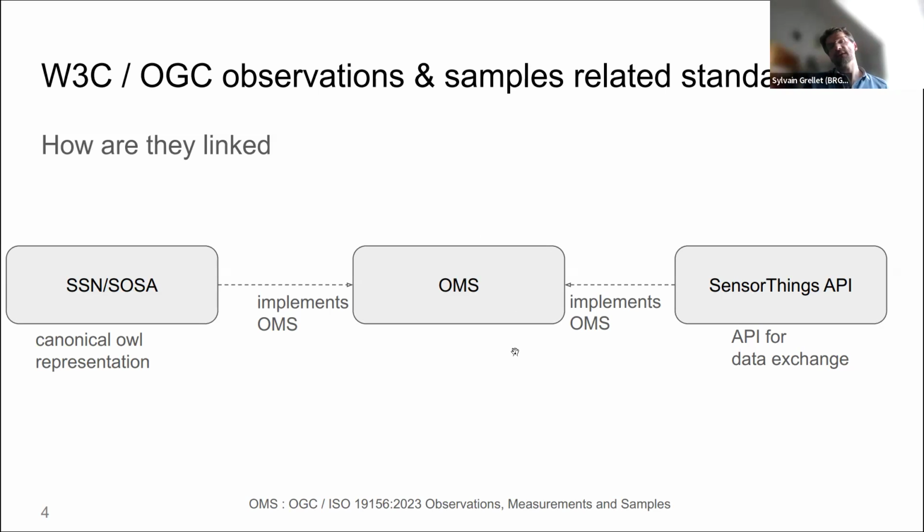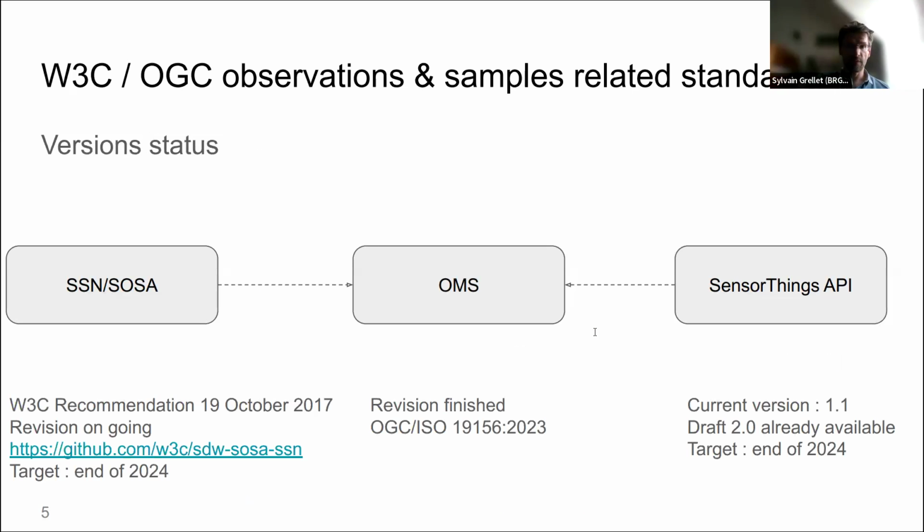And if you look on the right side of the screen, a more API world-oriented discussion. SensorThings is definitely the weapon of choice to share observation data. And SensorThings is built on the previous version of OMS that was called just Observations and Measurements. And we currently have the draft 2.0 working towards full implementation of OMS.